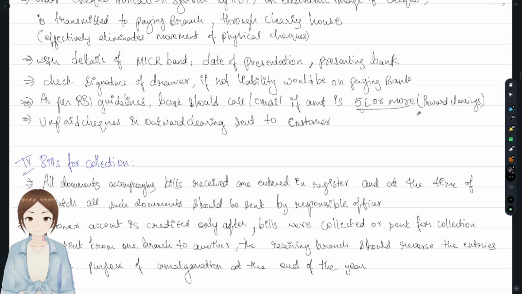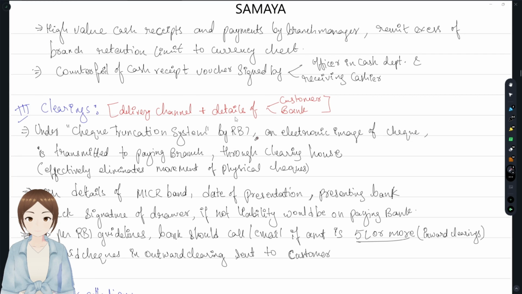As per RBI guidelines, the bank should call or email if the amount is more than 5 lakhs, or for inward remittances. Then the officer in the payments department has to call or email. That is for extra confirmation if the amount is 5 lakhs or more. 5 lakhs is included. If it touches 5 lakhs, they have to give a call or a mail. Unpaid checks in outward clearing are sent to the customers. Okay, these are the internal controls of clearing.